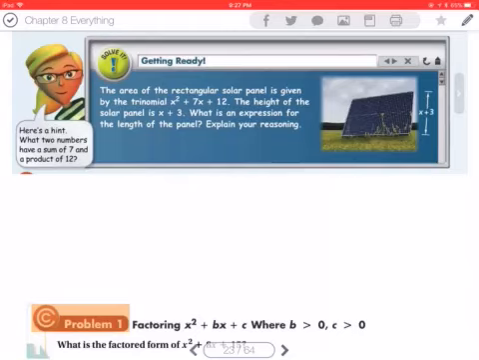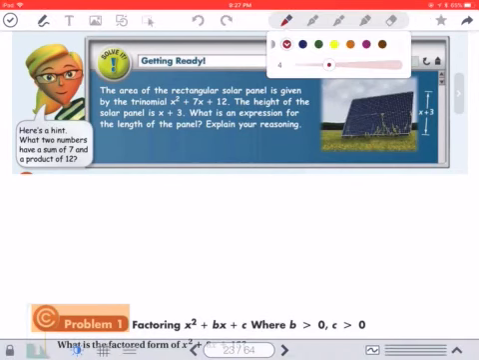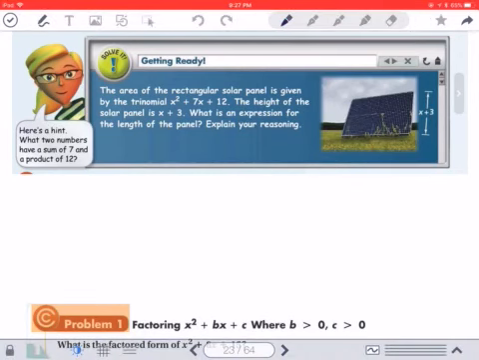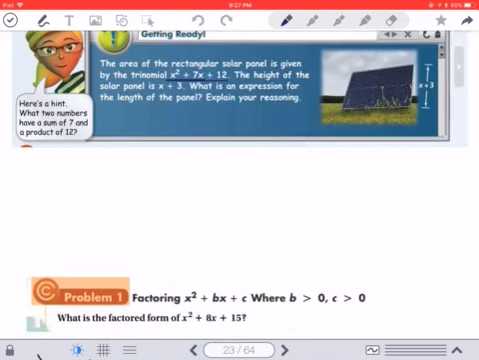Okay, assuming you've paused it, we have a solar panel over here, and it says the area of the solar panel is given by the trinomial x squared plus 7x plus 12. The height of the solar panel is x plus 3. What's the length of the solar panel?